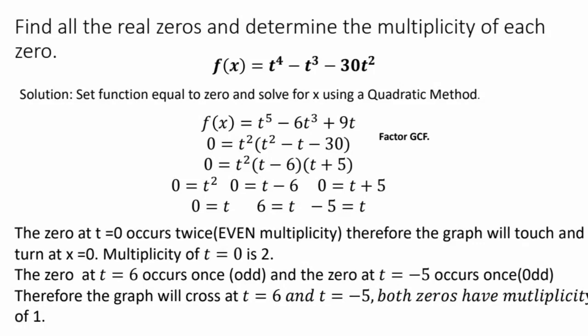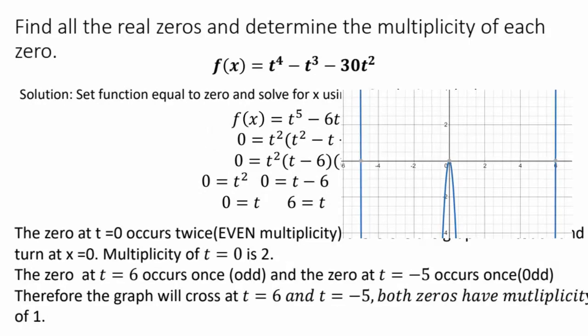So at 0, it occurred twice, so we have an even multiplicity, and therefore the graph will touch and turn. The other ones have an odd multiplicity, t equals 6 and t equals negative 5. That means that the graph will just cross through those two points.